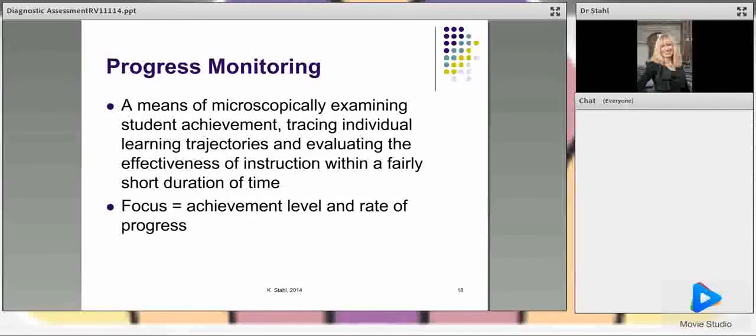The progress monitoring is a means of microscopically examining student achievement, and it traces those individual learning trajectories and evaluates the effectiveness of instruction. They are very sensitive so that you can really see some shifts, say from week to week or bi-weekly. And the focus of these progress monitoring measures is the achievement level and rate of progress.